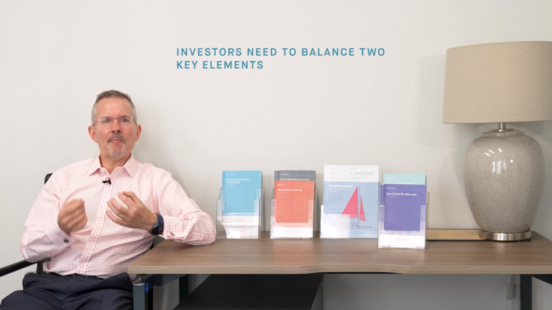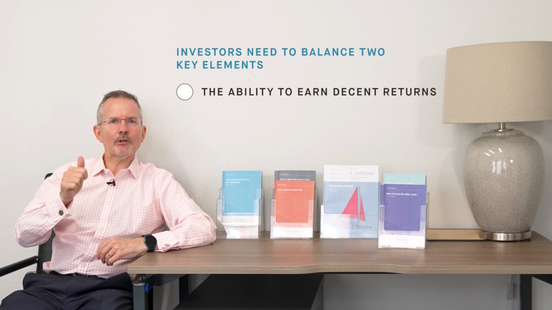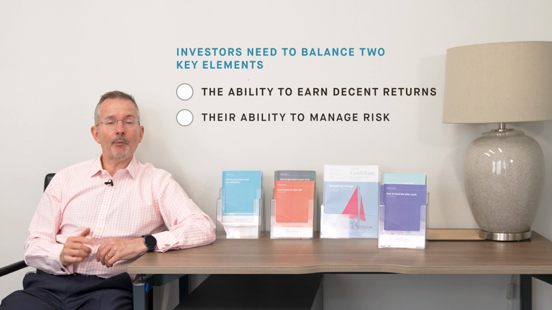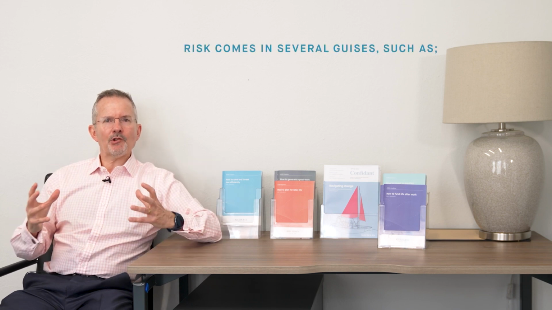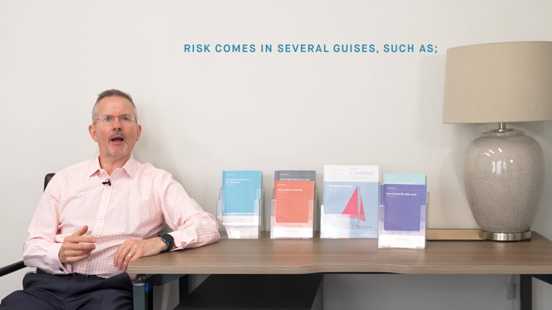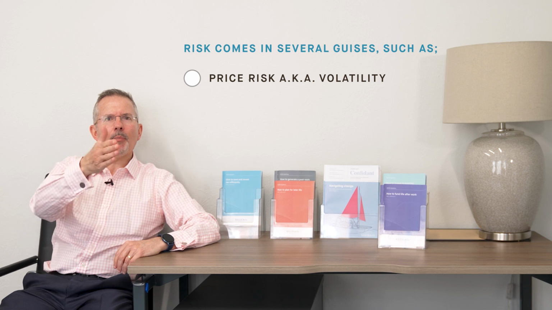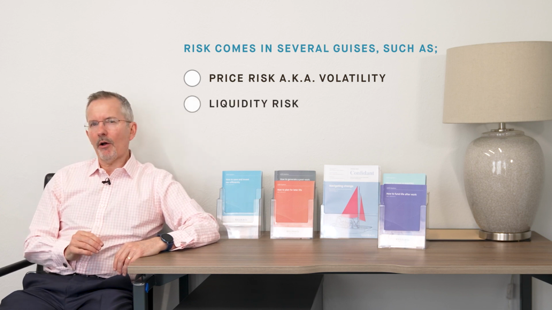So as an investor, we're balancing all the time two key elements. We want to generate the best long-term returns we can, but we also need to manage risk, and we need to manage our perception and our comfort with risk, if you like. So what is risk? I've mentioned this before, but essentially I see risk coming in really 3 buckets. Price risk is the obvious one. Things go down as well as up, and that's also known as volatility. But that can mask a couple of others.